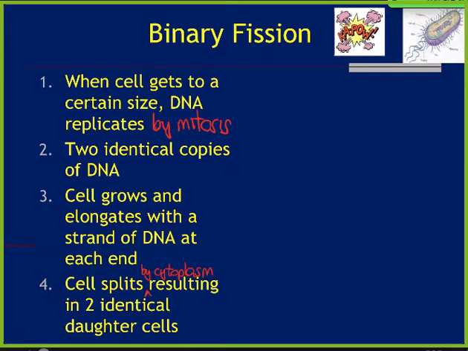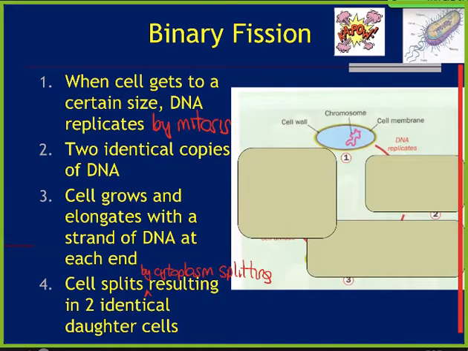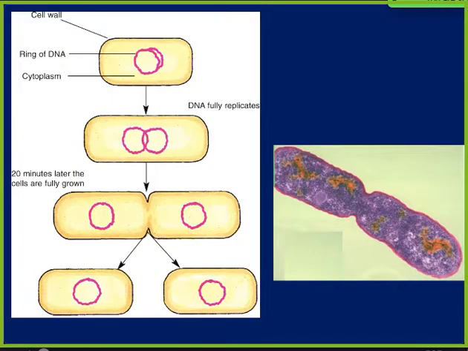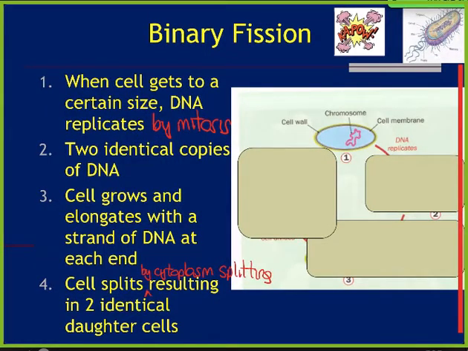So the cell splits by the cytoplasm splitting, and we get two identical daughter cells. So you've already seen the pictures.